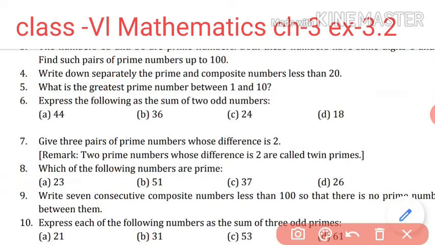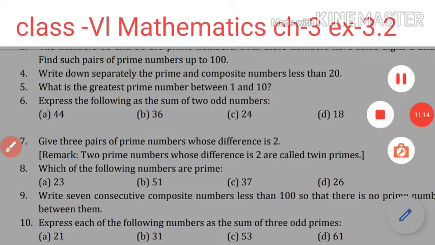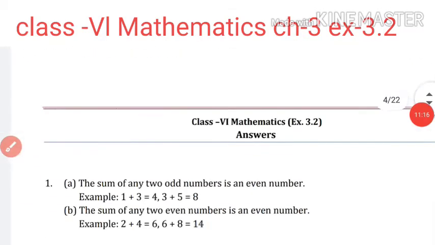Now question number 4. Write down separately the prime and composite numbers less than 20. Now you have to write all the prime numbers and composite numbers less than 20, meaning till 20 you have to write. 1, 2, 3, 4 till 20, write all the prime numbers and composite numbers separately. So come to the solution.